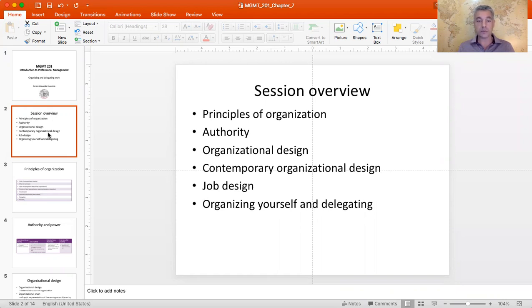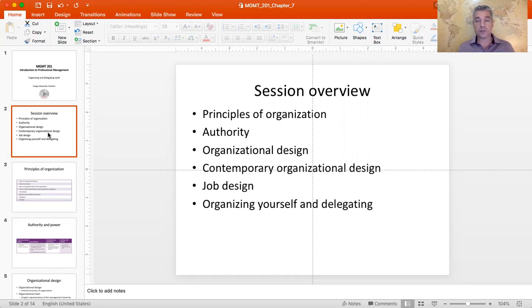Today, I will talk to you about the basic principles of organization, authority, organizational design, some of the contemporary challenges and approaches to organizational design, job design. So, this has to do more with how your work is organized and not how the organization itself is structured.